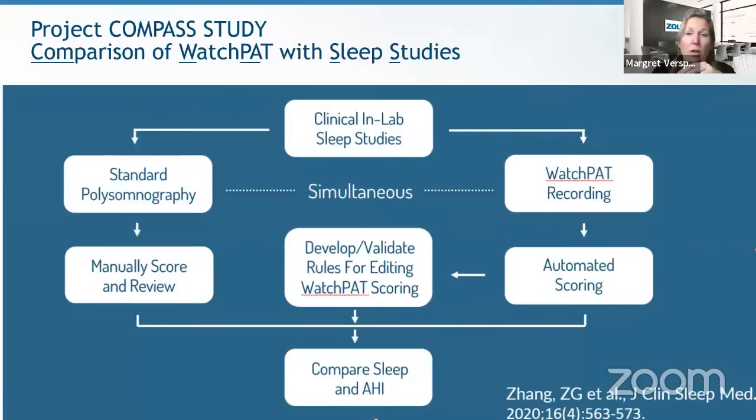We thought, okay, how can we come closer to the gold standard, to the standard polysomnography? Because the WatchPad is already doing a good job. We have a very good correlation with the PSG, but how can we come even closer to the gold standard? Can we develop some easy guidelines or some easy flowchart? Yes, and we did. So we have manual scoring guidelines on how to review WatchPad data and do manual editing, yes or no.